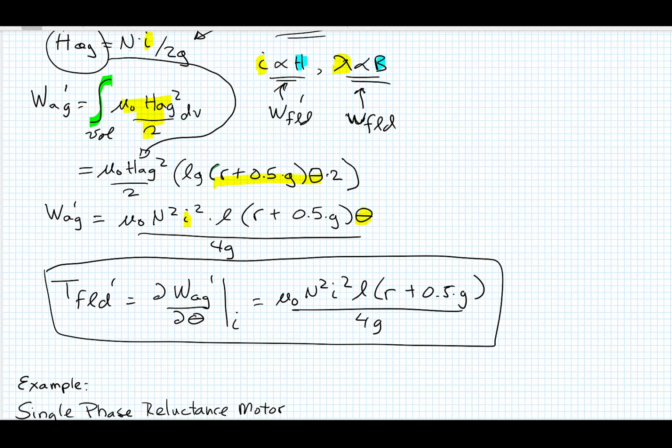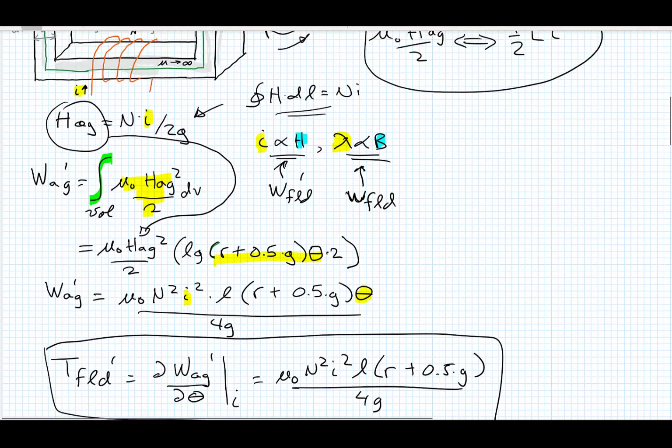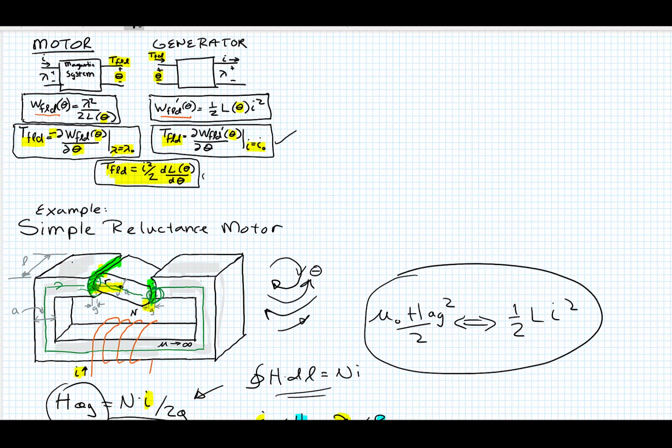I want to point something out. Notice that we didn't calculate an inductance, did we? Could we have done it? Because we could have used this expression instead. It wouldn't have been difficult to do this, but it would have taken time. And it wouldn't have been necessary.